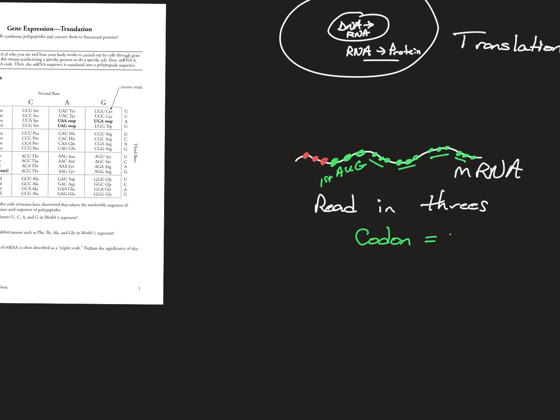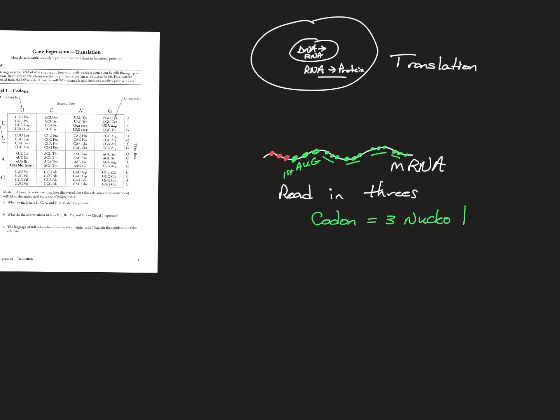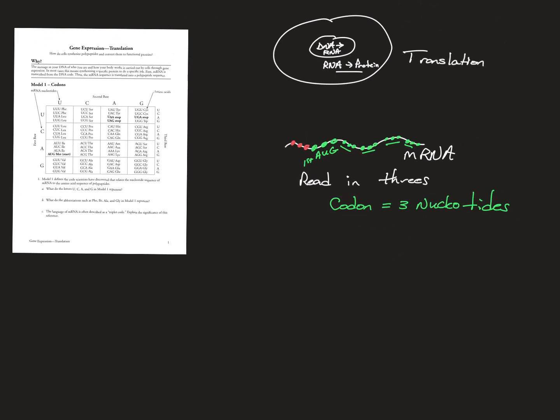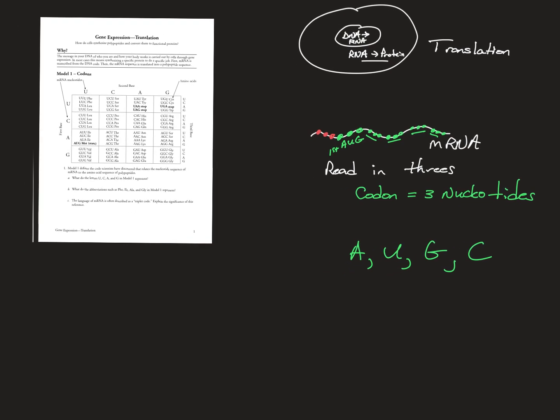Wait, so AUG is an example of a codon? AUG is 3 letters? Yeah. That's correct. So there's 4 letters, correct? A, U, G, and C. No T. AUGC. 4 letters.